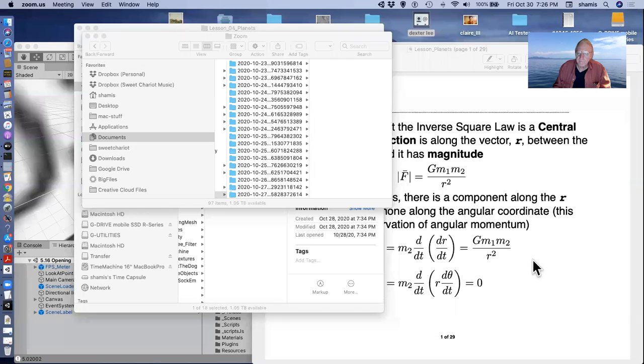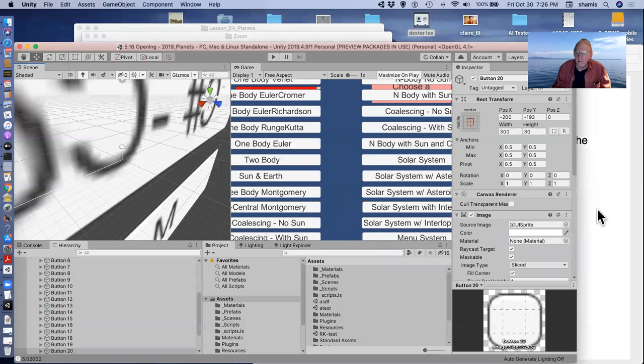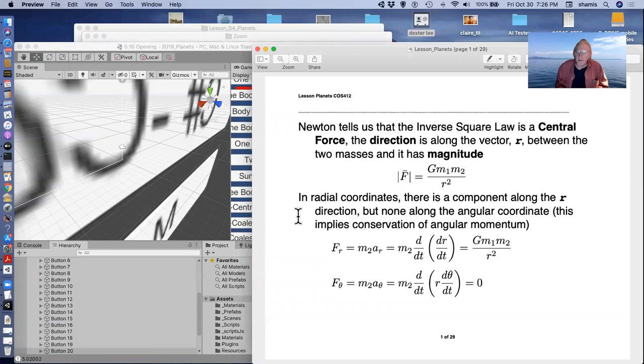All right, well, today I want to talk about the n-body problem. Let me get a share screen going. This is actually a homework problem in COS412, modeling and simulation.